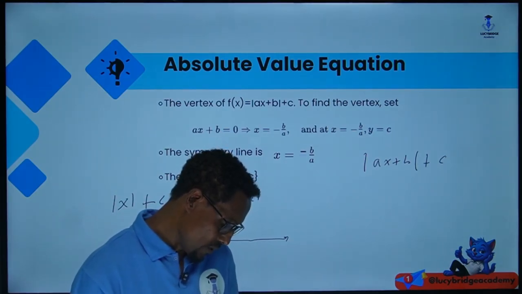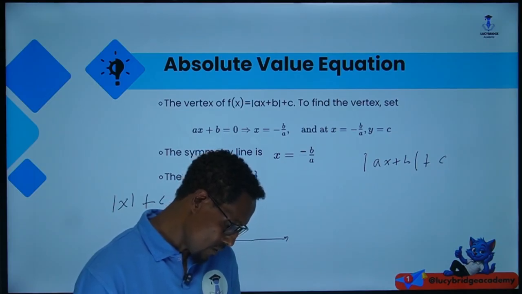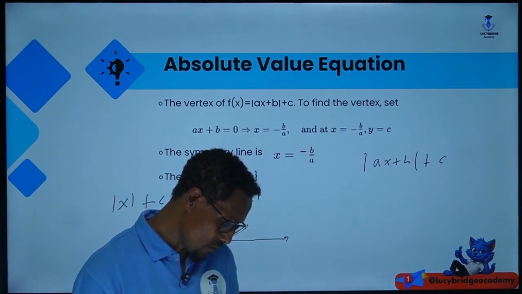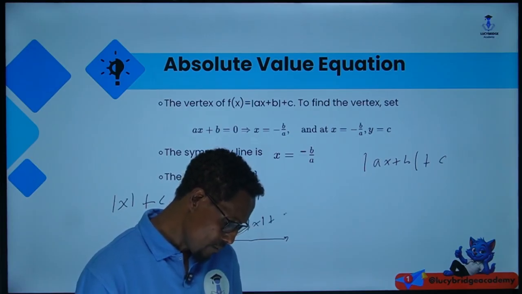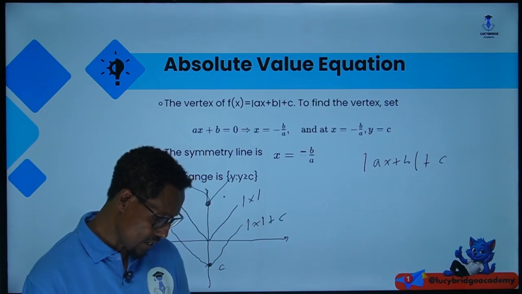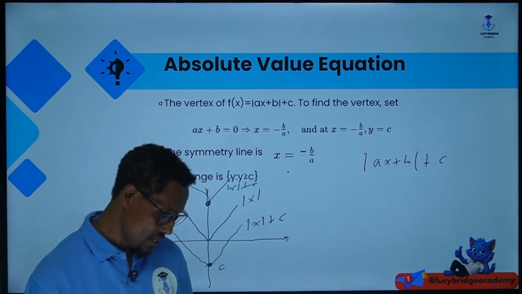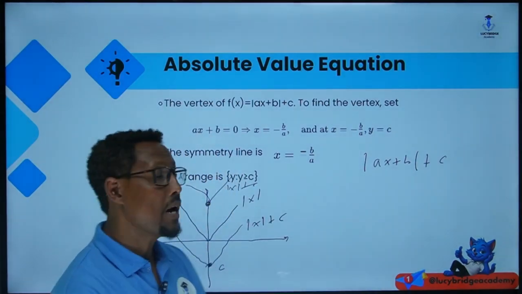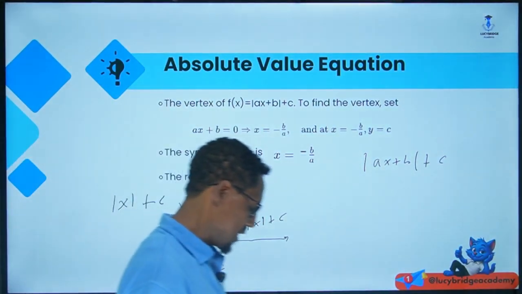C negative value, assume if c is here, c unit is downward, and the vertex is c. This is the absolute value of x plus c. If c is upward, it is the absolute value of x plus c, c units up or c units down.